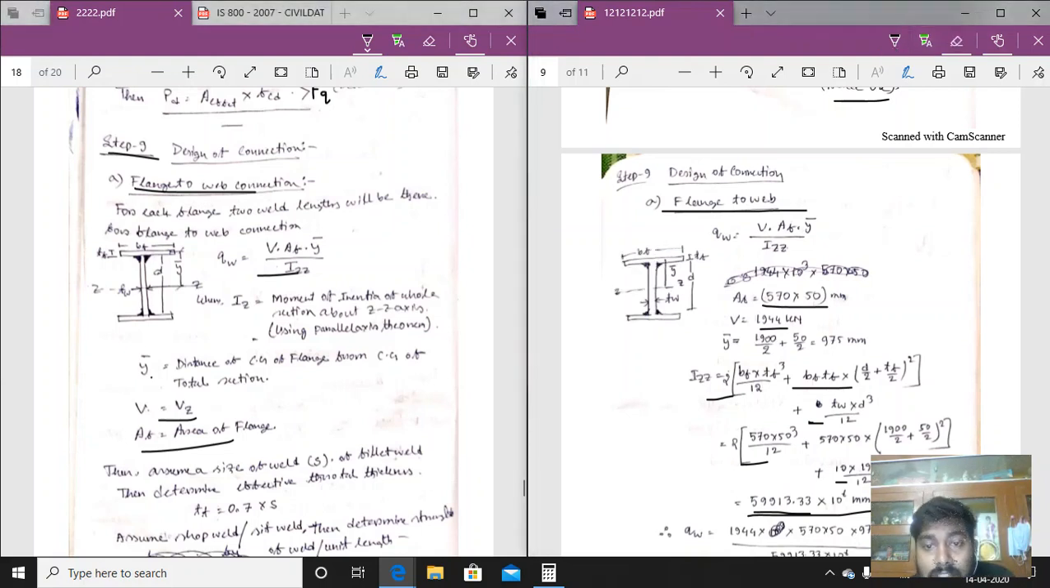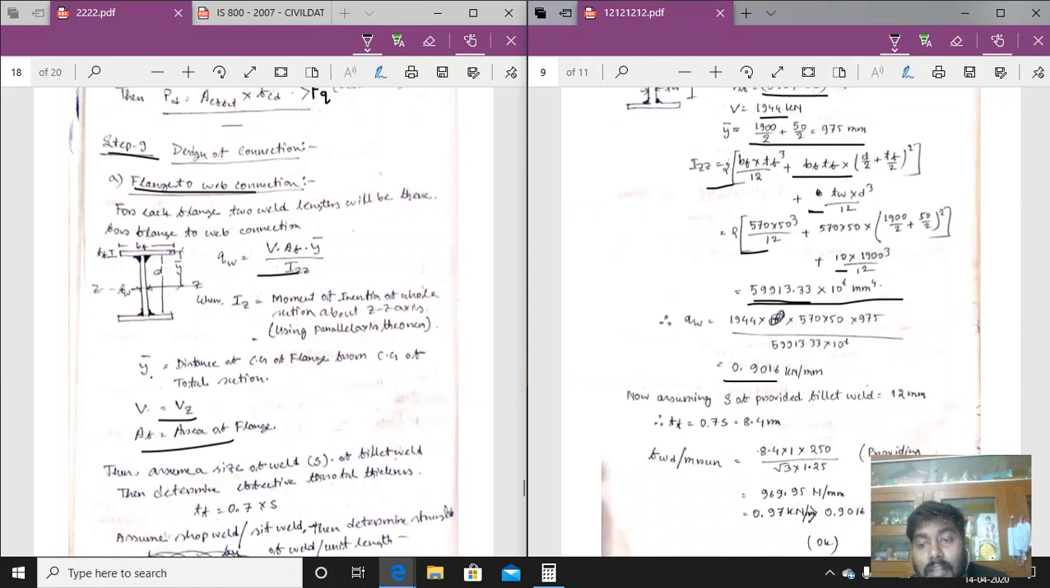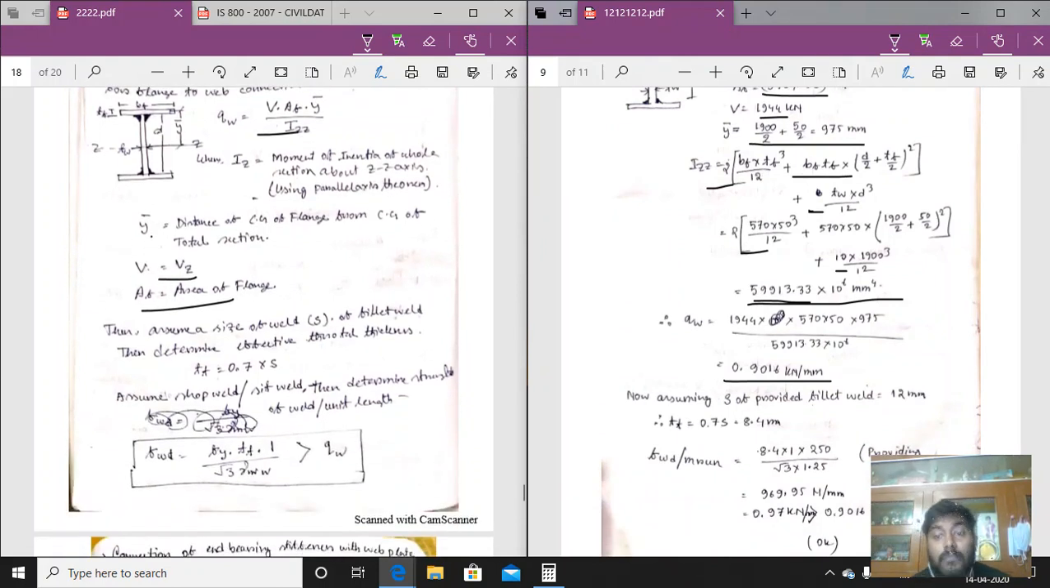So what will be the distance of the CG of the flange to the total section? From here to here, the value is equal to 1900 by 2 plus 50 by 2, 975 mm, that we know. So putting all the values here, QW is calculated as 0.9016 kilonewton per millimeter. That is the value we are getting.